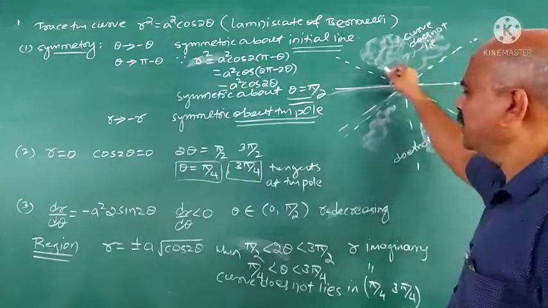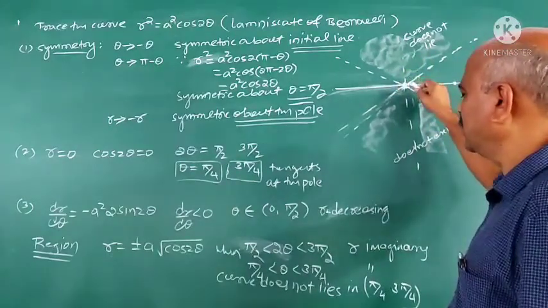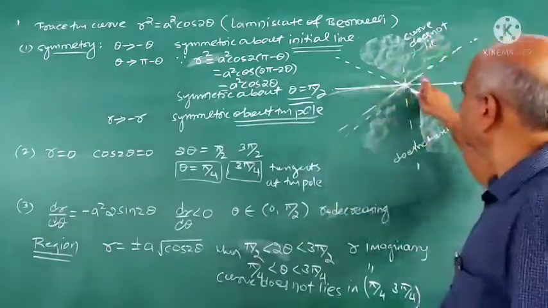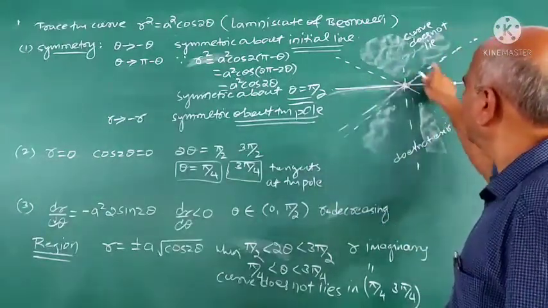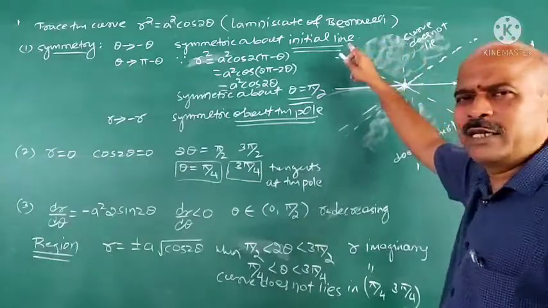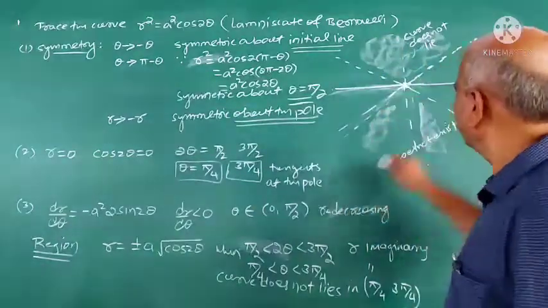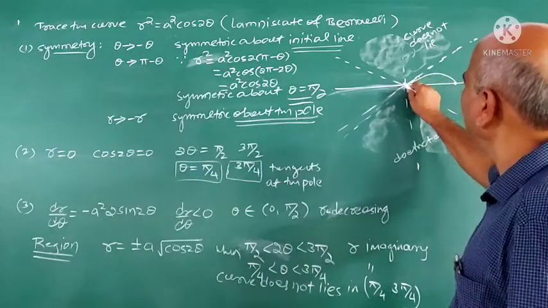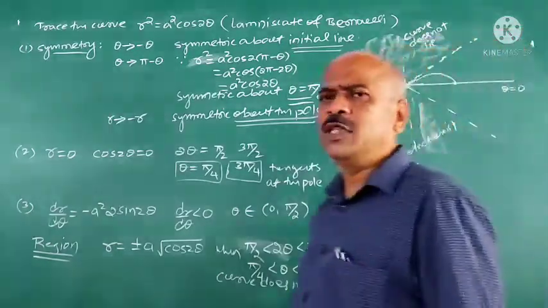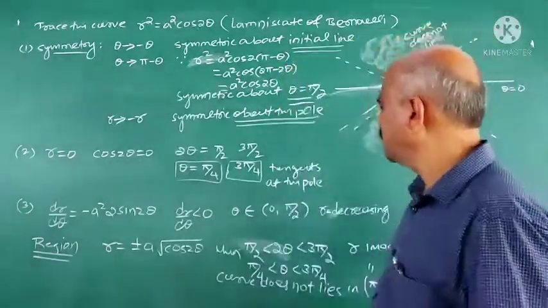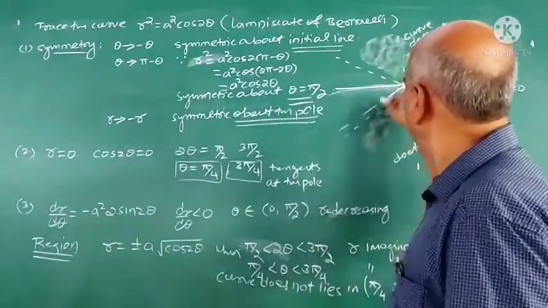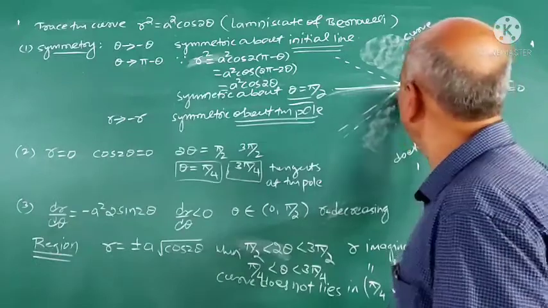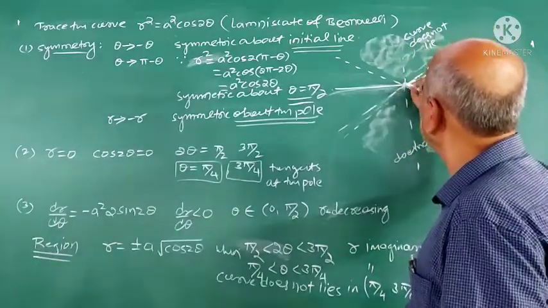When theta increases, this is theta pi by 4. Theta increases in this direction, r decreases. So r goes on decreasing and it becomes 0 when theta is pi by 4. So this is the point on the curve.